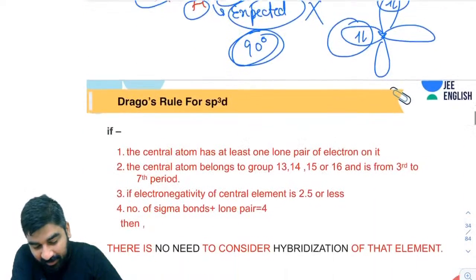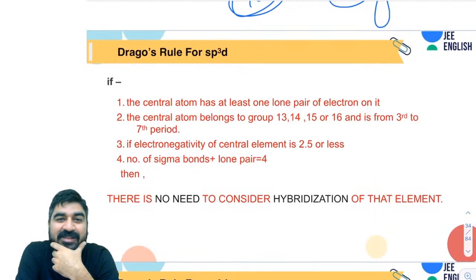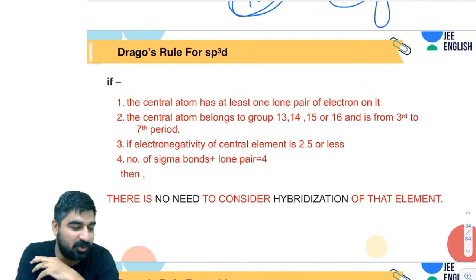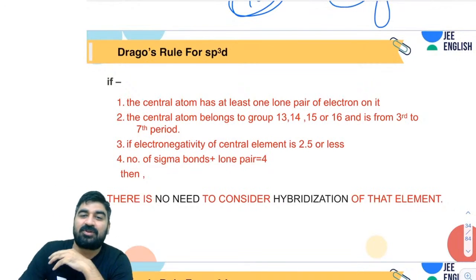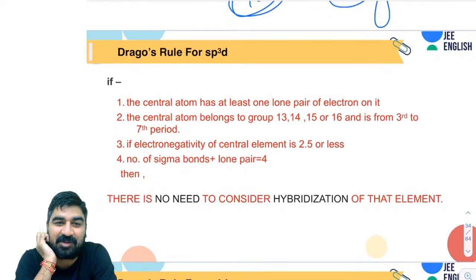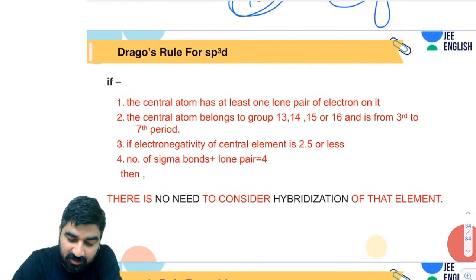So guys, the reason behind it is explained by Drago. So what Drago told us, today our time is almost up. So in the next class, guys, we will be discussing Drago's rule.